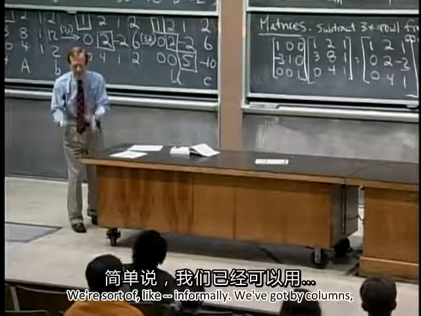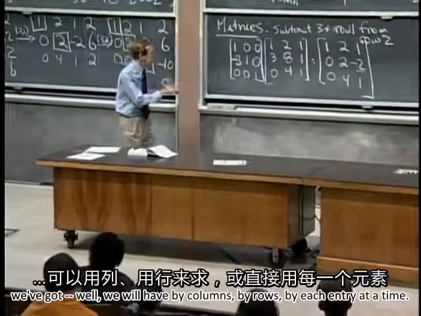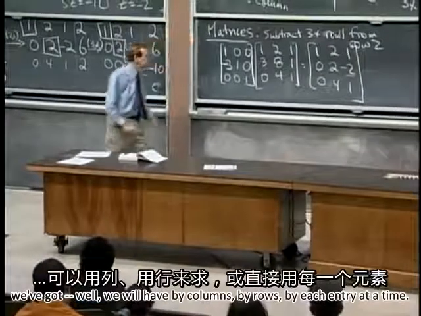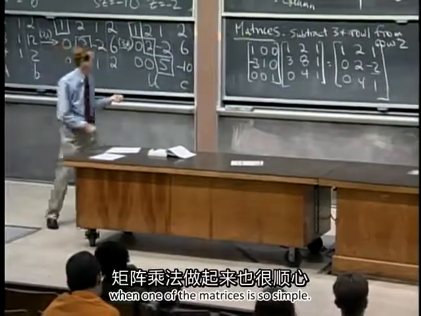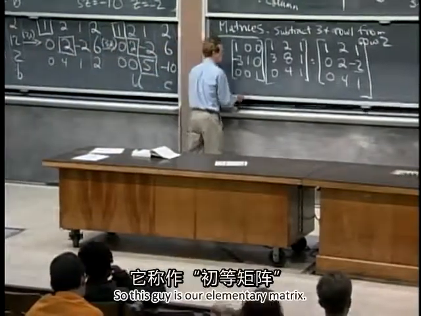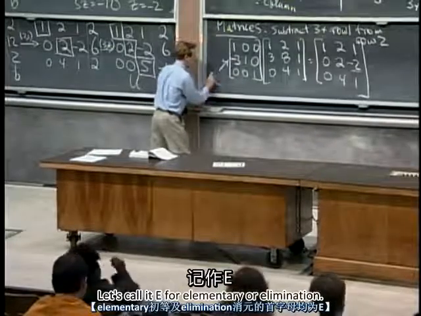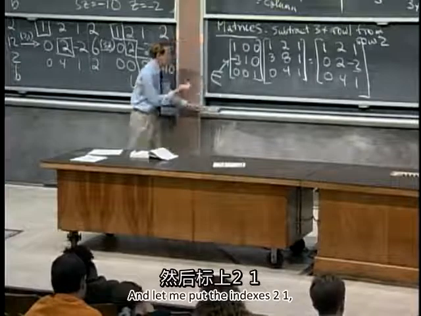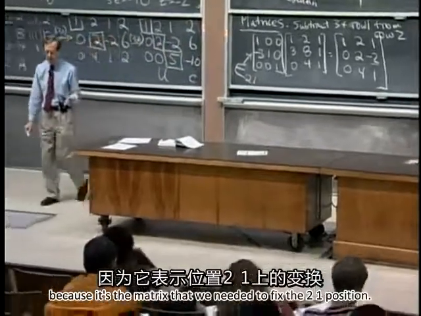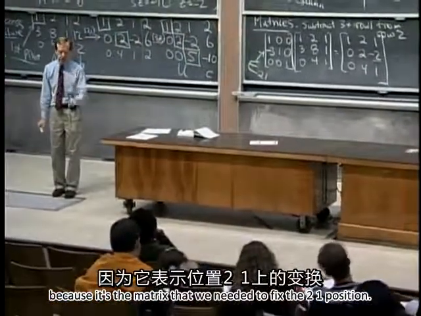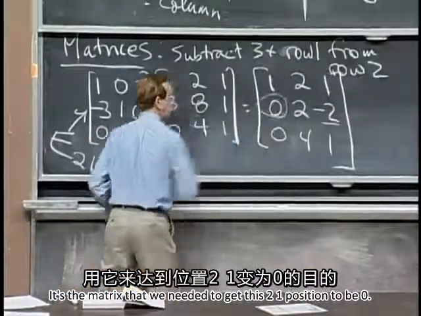So we've got various ways to multiply matrices now: by columns, by rows, by each entry at a time. But it's good to see matrix multiplication when one of the matrices is so simple. So this is our elementary matrix. Let's call it E, for elementary or elimination, and put the indexes 2, 1, because it's the matrix that we needed to get this 2, 1 position to be 0.